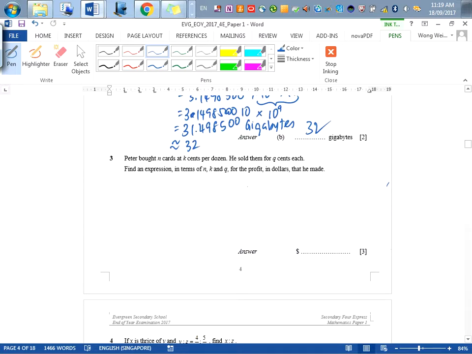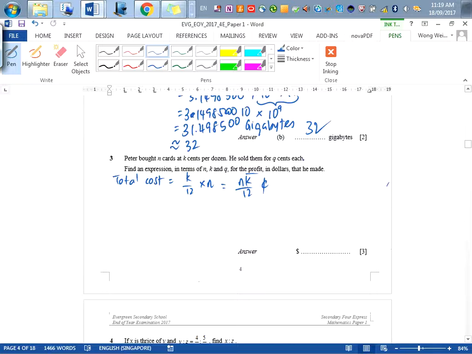Okay, then part B, very familiar questions. N cards at K cents per dozen. We did it in class before. So therefore Q cents each, blah blah blah, profit. So we want the total cost. Total cost will be K over 12 times N. So we get N K over 12 cents. Okay, because one dozen cost K cents. So one card, we will need to divide by 12. Then we multiply it by N, which is the number of cards. This is how much you got in total.